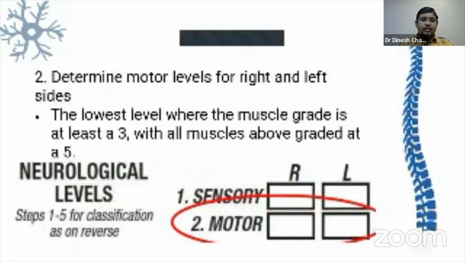Then for the motor, determine the motor level of the right side and motor level of the left side. The lowest level where the muscle grade is at least grade 3, with all the muscles above having to be grade 5. Then you can write the motor level for the right side and the motor level for the left side.